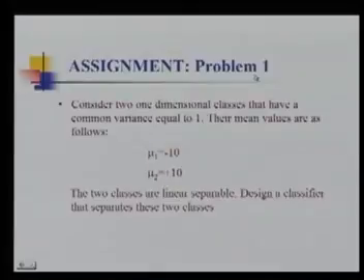So, I give you two assignments in this lecture. Problem 1: consider two one-dimensional classes that have a common variance equal to 1. Their mean values are as follows: mu 1 equal to minus 10, mu 2 equal to plus 10. Obviously, the two classes are linearly separable. Design a classifier that separates these two classes. This is the first problem.